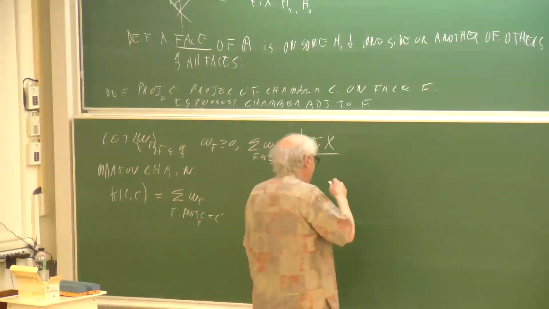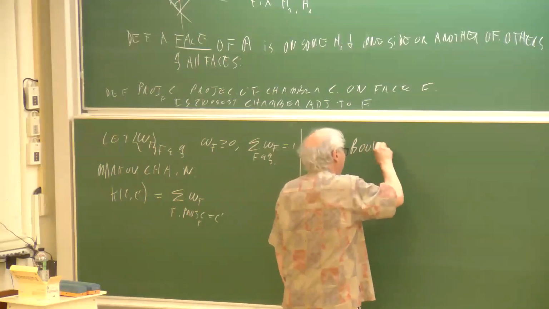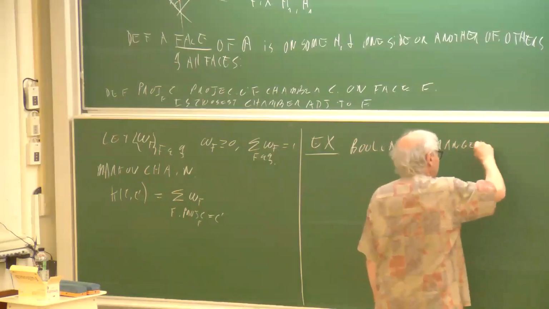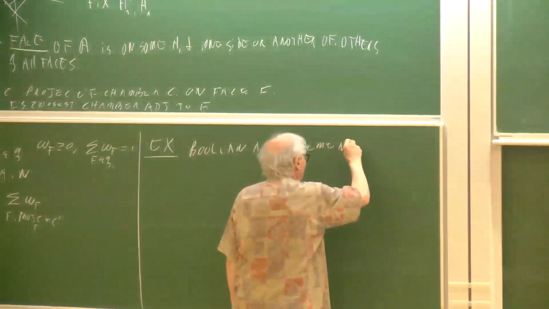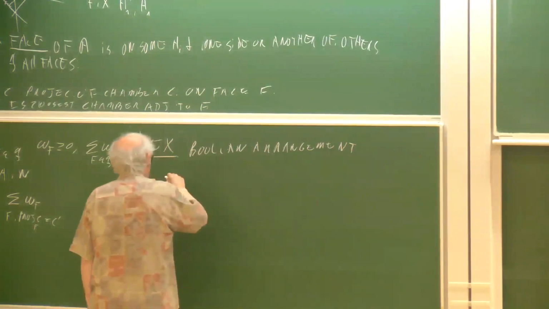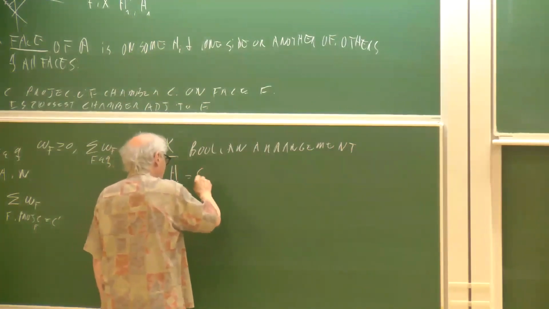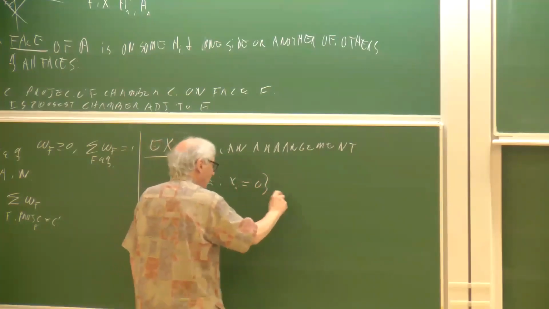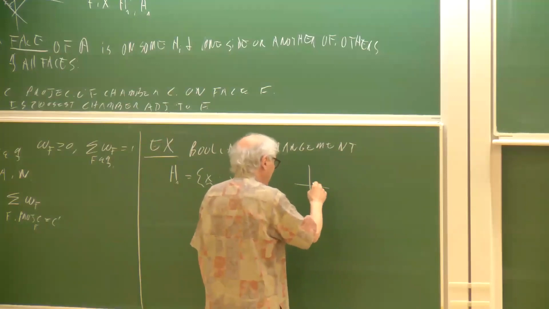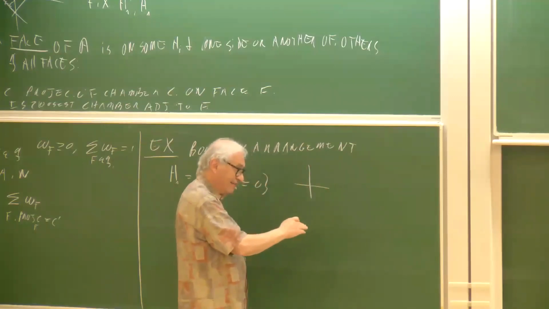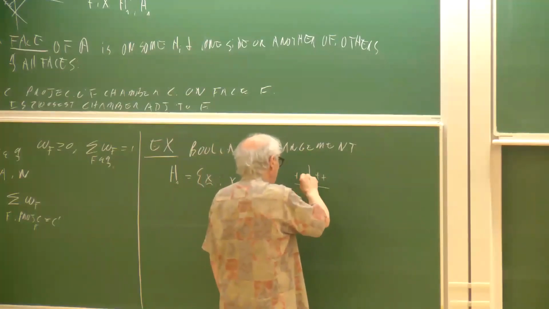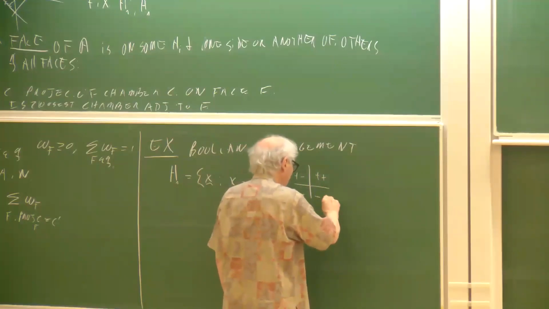So let's take the Boolean arrangement. That is where the ith hyperplane is just what you think. It's the ith coordinate plane, the set of all x such that xi is 0. So, if I was in the plane, there are two hyperplanes, just the usual coordinate hyperplanes, and this might be plus plus, this might be plus minus, this might be minus minus, and this is minus plus.